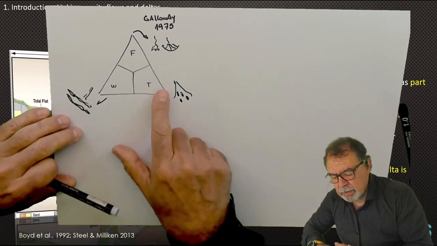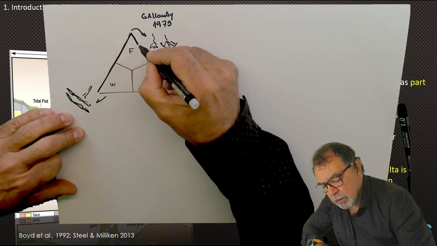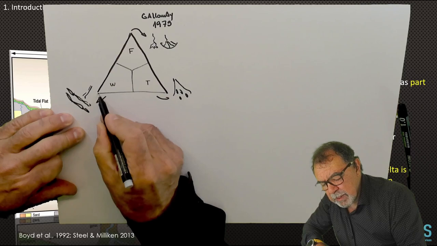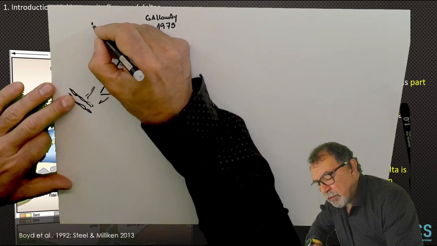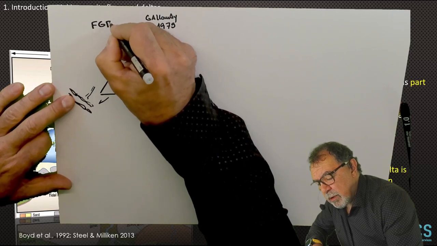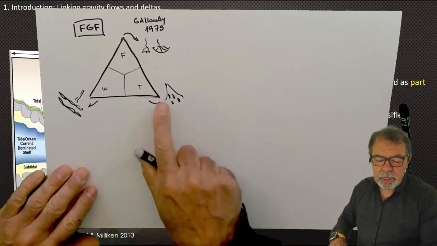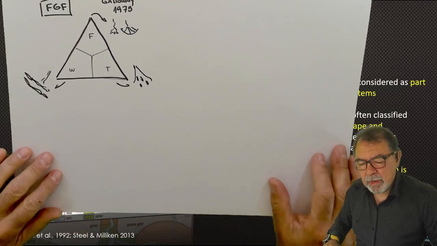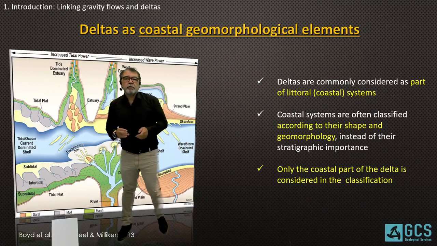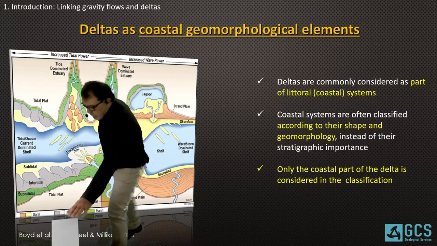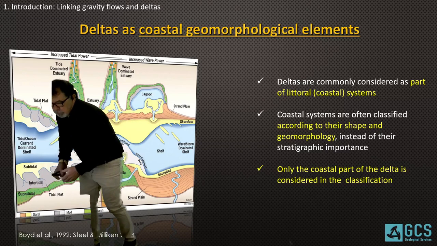But I think this classification just applies for some kinds of deltas which are related to fluid gravity flows. This classification doesn't apply for deltas related to sediment gravity flows. So, going back into the presentation.